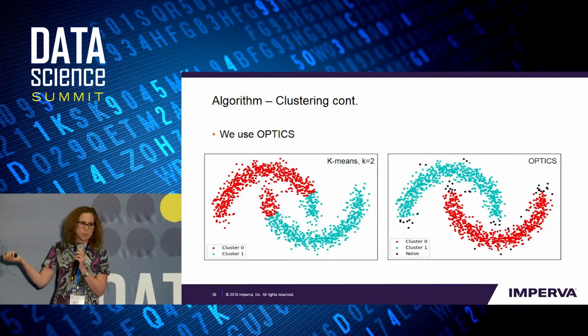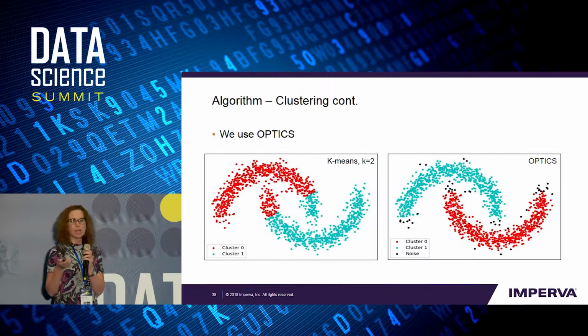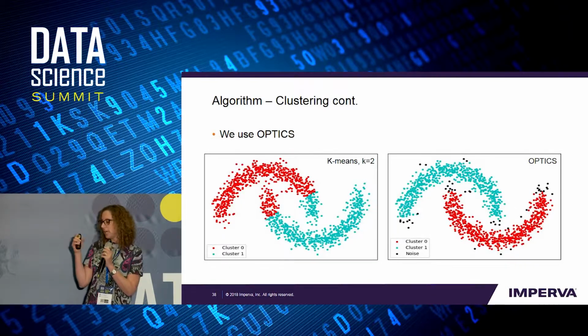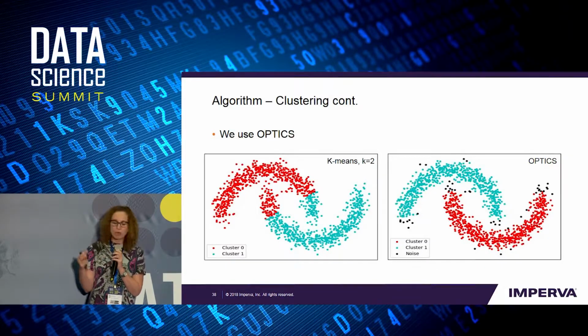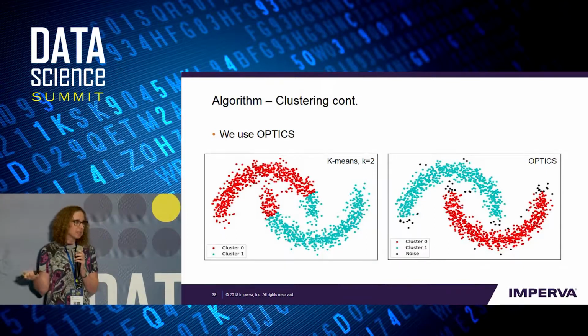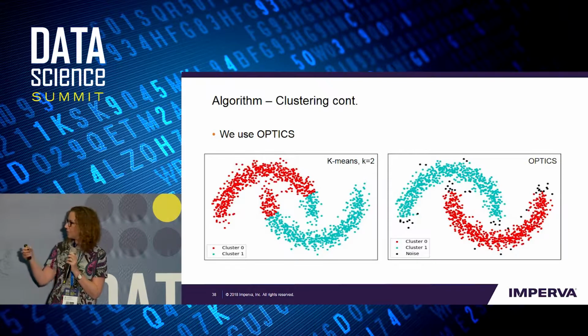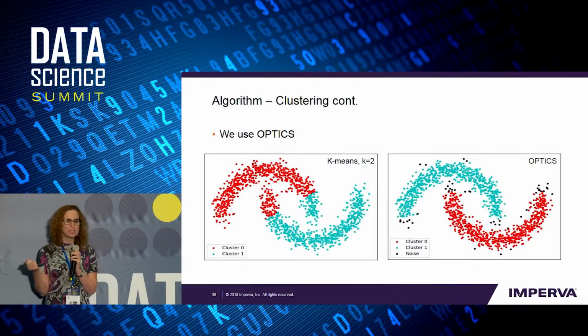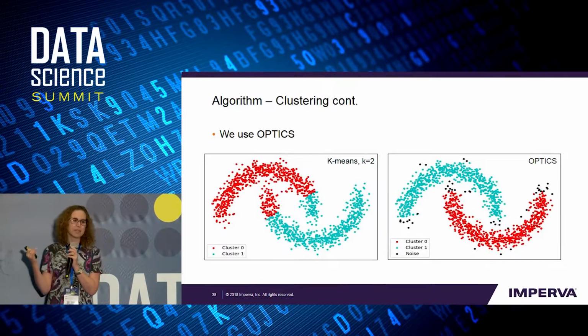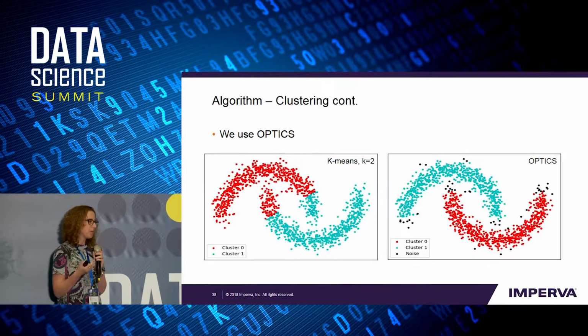So we used OPTICS, which is a density-based clustering algorithm. Density-based clustering identifies dense clusters of points, allowing learning clusters of different shapes and densities. Another advantage of a density-based clustering algorithm is the fact that it knows to identify outliers in the data, meaning it can, in our case, identify users that do not belong to any peer group.